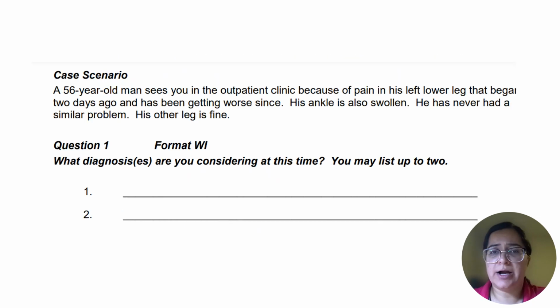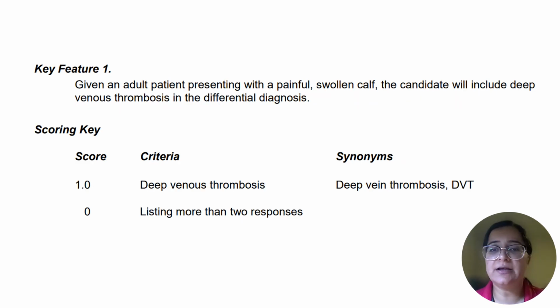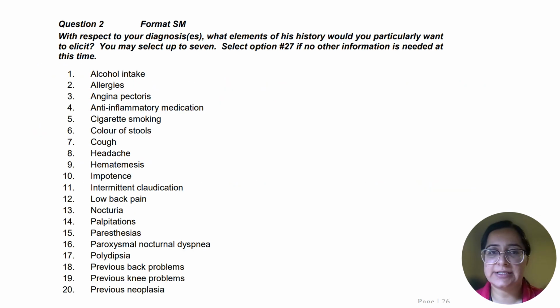Similarly, they can give you a case scenario, like a 56-year-old man in the outpatient clinic because of pain in his left lower leg that began 2 days ago and has been getting worse. His ankle is swollen. He's never had a similar problem. His other leg is fine. So it is the same answer that I just discussed. This is DVT. You may think of peripheral vascular disease, but that would be the second diagnosis, because right now DVT seems like the most appropriate response.